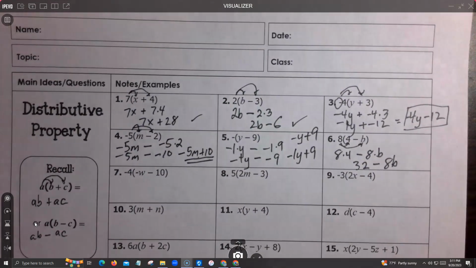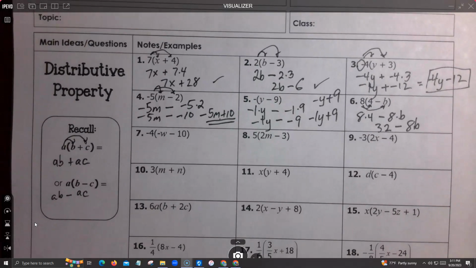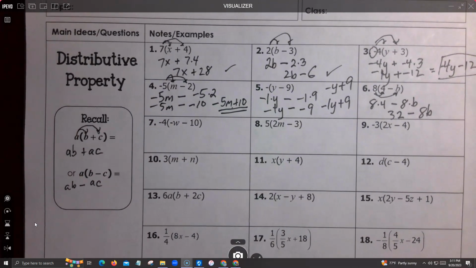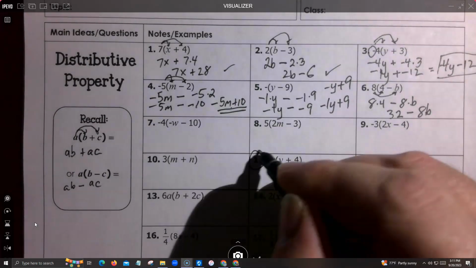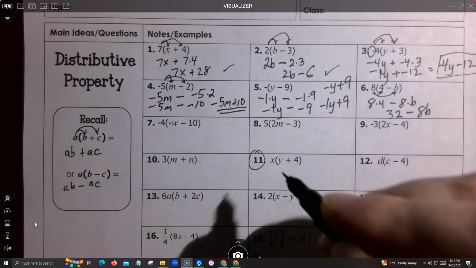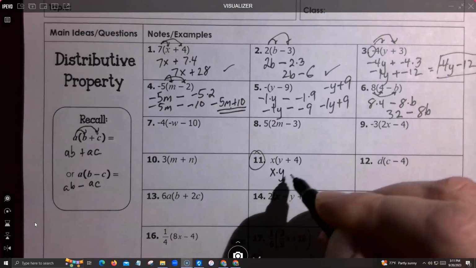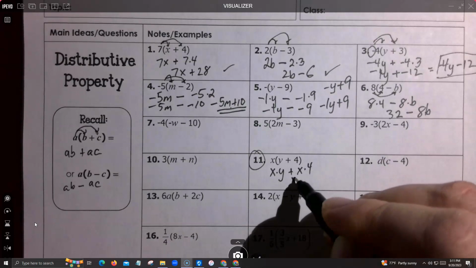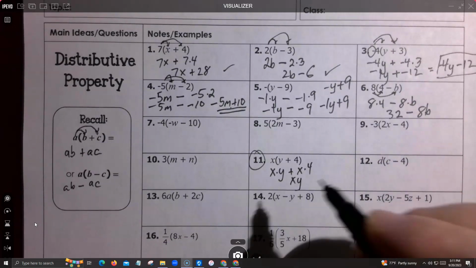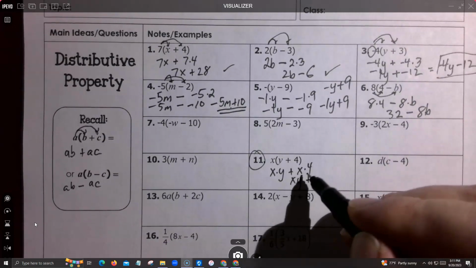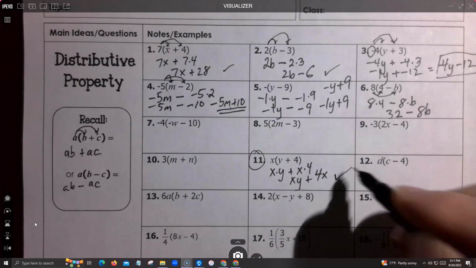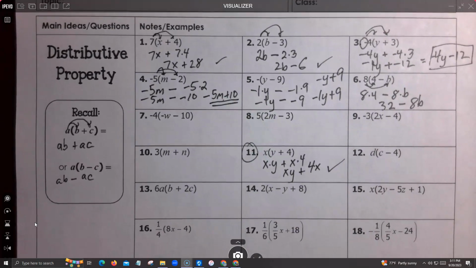Okay, so let's pick some where we've got some letters. Let's try number 11. This is x times y plus x times 4. So this is xy, because I can't do anything with that, plus 4x, I mean x4 is really 4x. So I'm done here.